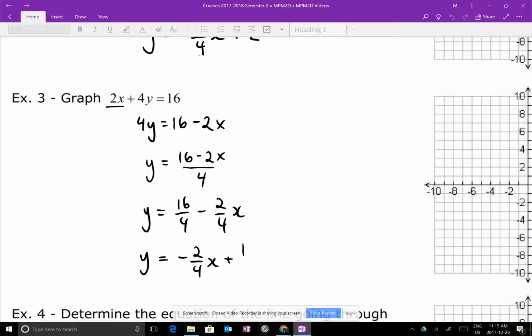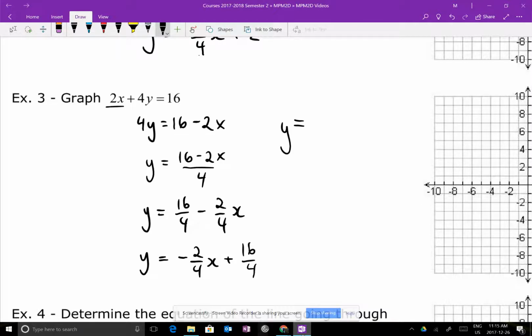Okay, if I put this in lowest terms, I will have y equals negative 1 over 2 x, since 2 over 4 can be written as 1 over 2. And 16 over 4 is written as 4. 16 divided by 4 is 4.